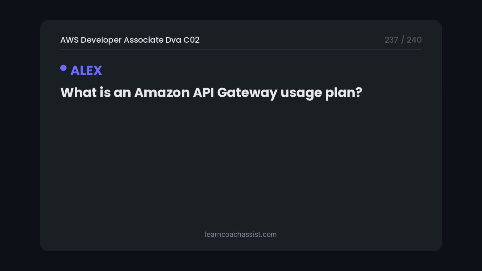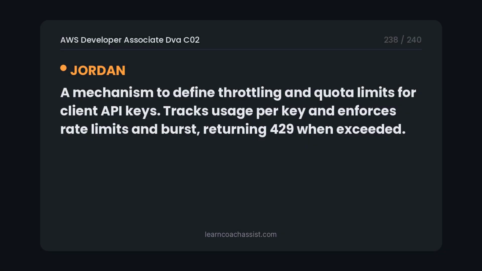What is an Amazon API Gateway usage plan? A mechanism to define throttling and quota limits for client API keys. Tracks usage per key and enforces rate limits and burst, returning 429 when exceeded.